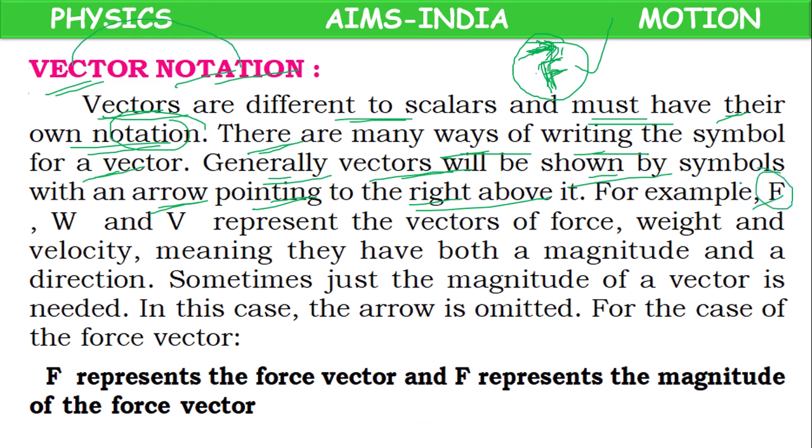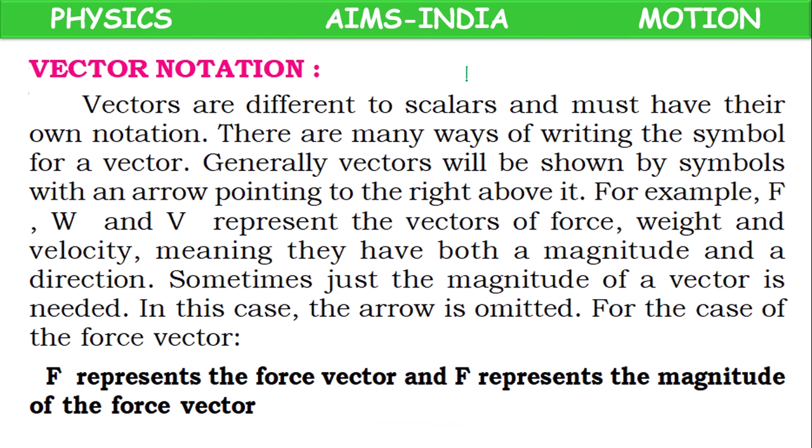Suppose F represents force, W represents weight, V represents velocity, which means all of them have both magnitude and direction. If you want both magnitude and direction, then we have to write it with a line and arrow mark in complete vector notation.